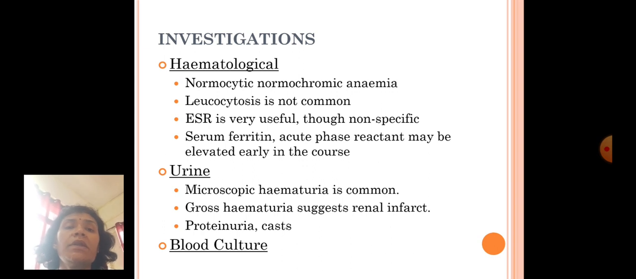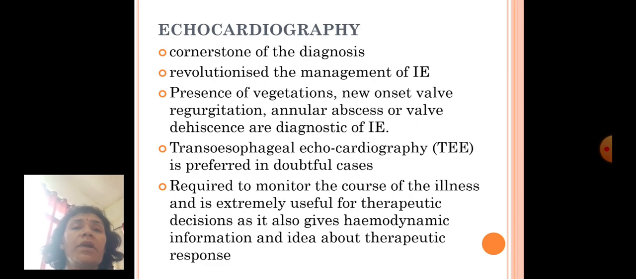Urinary examination: there can be microscopic hematuria. Gross hematuria suggests the presence of renal infarction. Then there can be proteinuria, and the presence of casts in the urine. Blood culture is the gold standard, in which the organisms can be grown and culture sensitivity can be done.